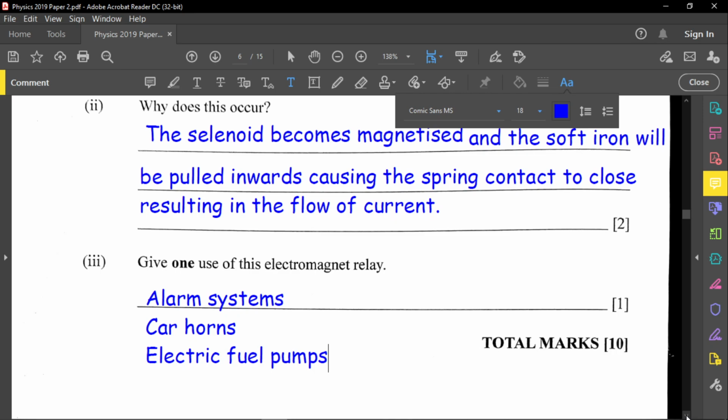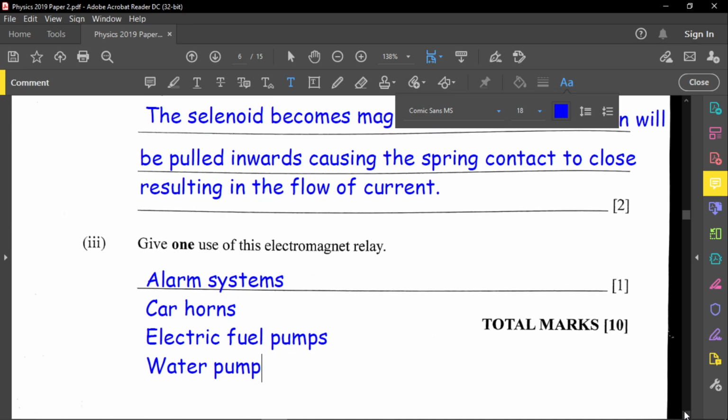Again, a practical one that most people will know is the electrical fuel pump, or I could say water pump as well. It could also be a water pump or fuel pump. So that's the next one too. Water pump uses that as well. I have water in my mind, but fuel pump also uses the same thing. All right, great.